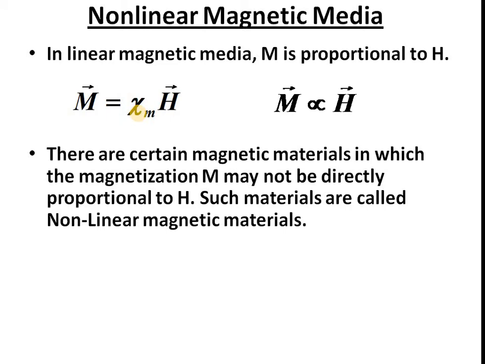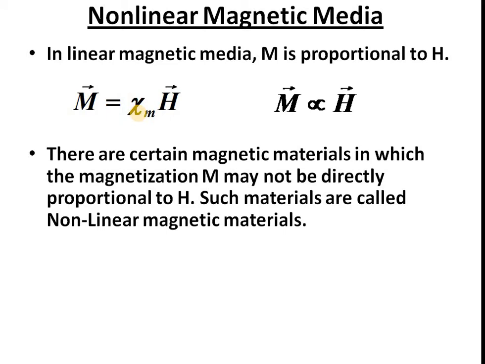In other words, M can have any non-linear proportionality. That means when you draw a graph between H and M, you may get a curve which may not be a straight line. Then we call it a non-linear magnetic material. And moreover, there can be M without an H. That means without applying a magnetic field there can be magnetization in such material. That means they have inherent magnetic property. So such materials are called non-linear magnetic material.